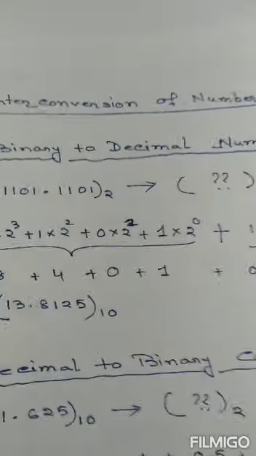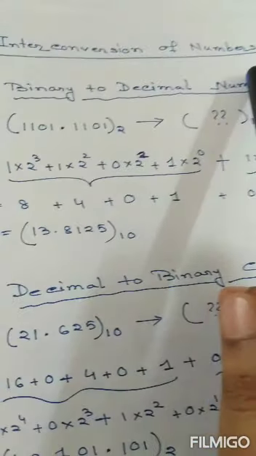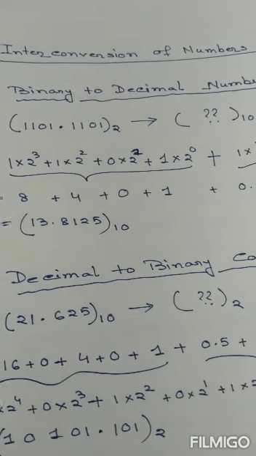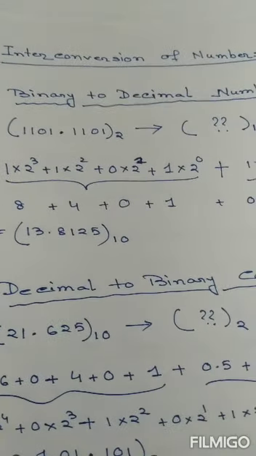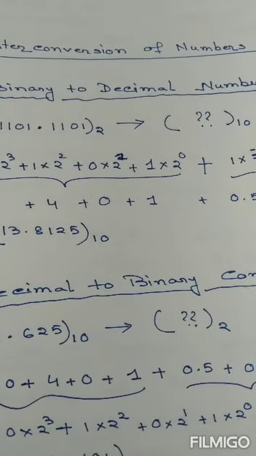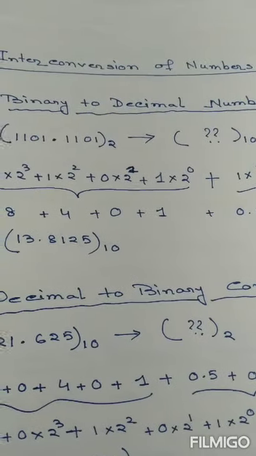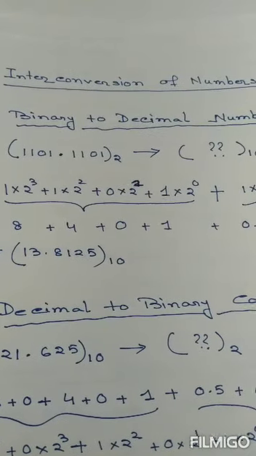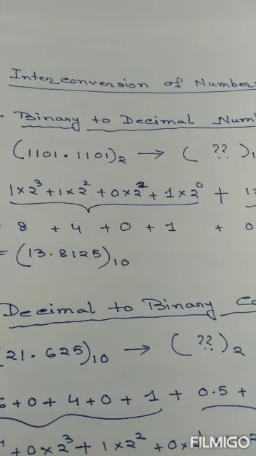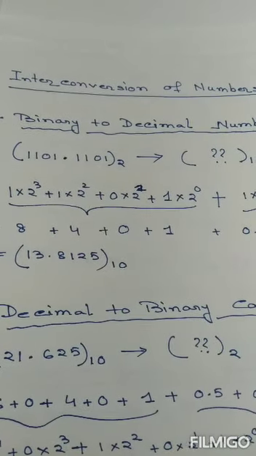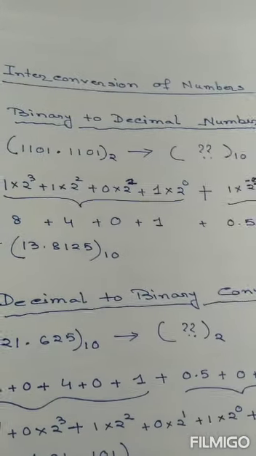Now come to the next part, the interconversions of numbers. We can convert any number from one system to another. Basically, a computer system processes binary data. The information given by the user may be in the form of a decimal, hexadecimal, or octal number. So an understanding of system operation requires the ability to convert numbers from one number system to another.